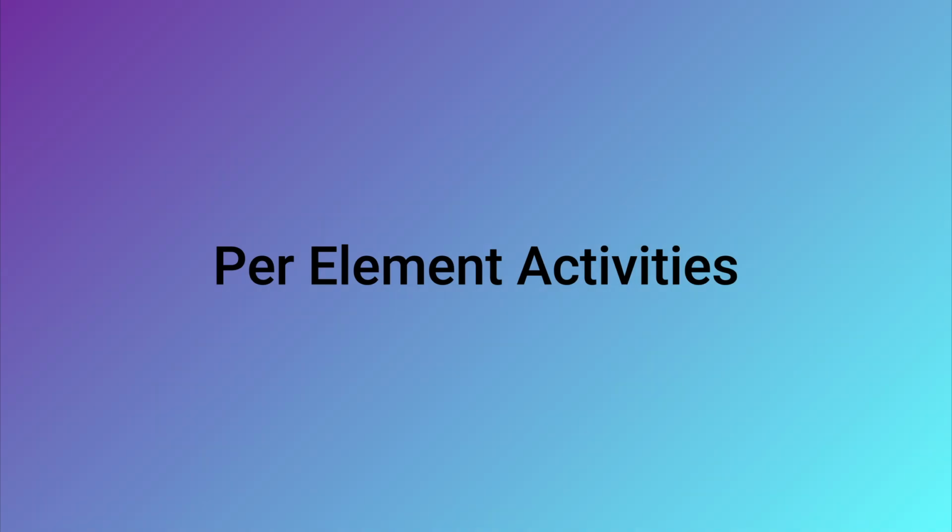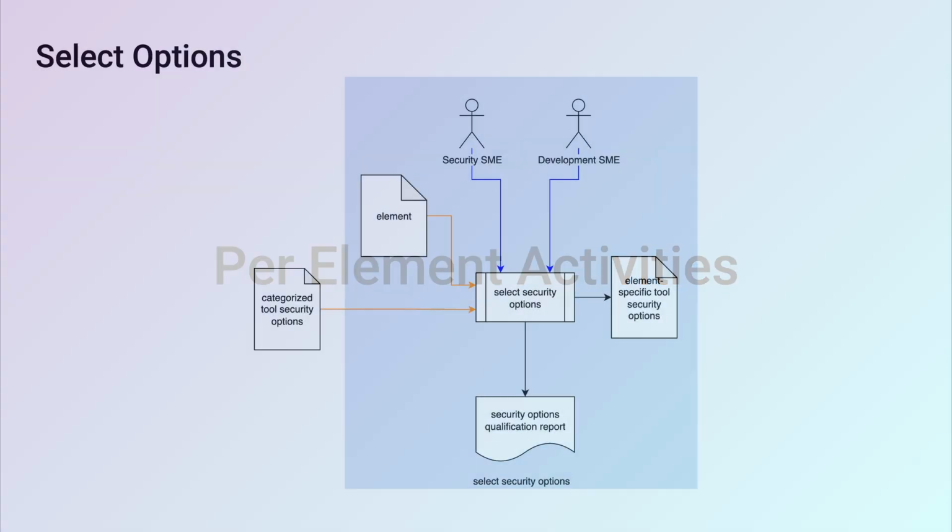Once the cybersecurity settings for these tools have been determined, they can just sit there until you're ready to use them. But it's important to consider that it's unlikely that the settings are going to be used uniformly across every element within the system. So let's look at the final 2 activities and see how we're going to approach these per element considerations. With the categorized tool security options in hand, we can now look at individual elements.